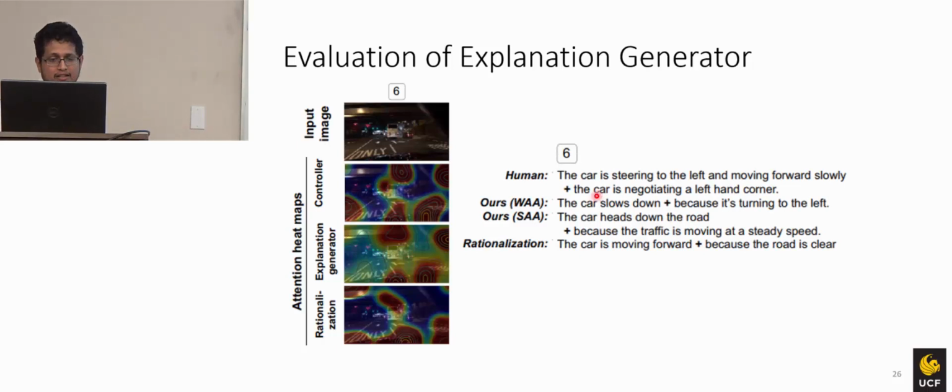Another one: the human annotated it, the car is negotiating a left-hand corner, but the strongly aligned part said because the traffic is moving at a steady speed, which is wrong. But weakly aligned attention says because it's turning to the left, which is right. So we see that strongly aligned attention has worse knowledge, and weakly aligned attention has more knowledge about the environment. And we see for the weakly aligned explanation generator there are fewer attention points, which means they pinpoint the real region behind the action.